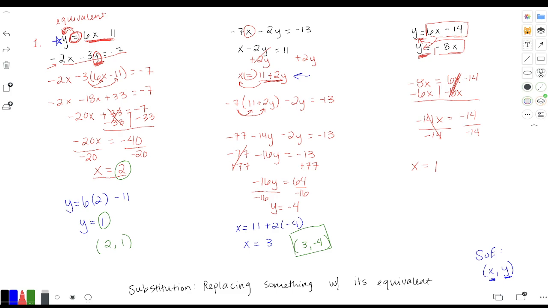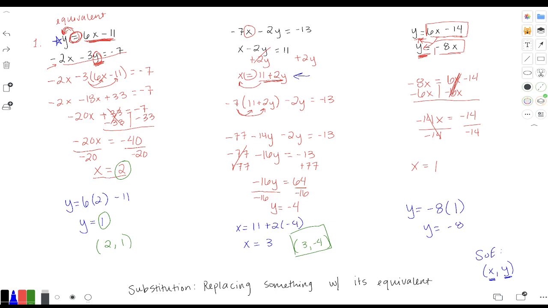And since we had two different equations for y equals, we can solve for y in two different ways. We get to decide which equation we want to plug this 1 into. I'm going to choose negative 8x because it's just got the least amount of steps. So instead of negative 8 times x, it is now negative 8 times 1, so y equals negative 8.